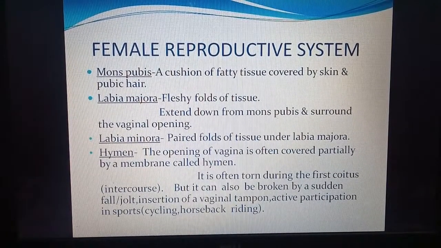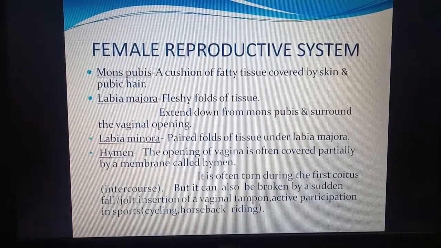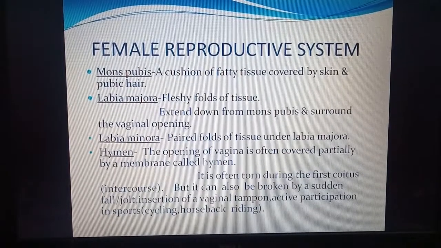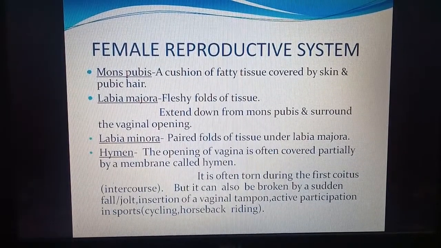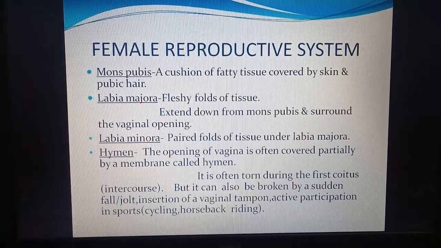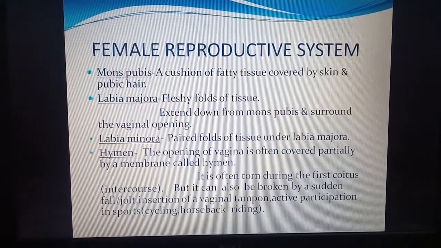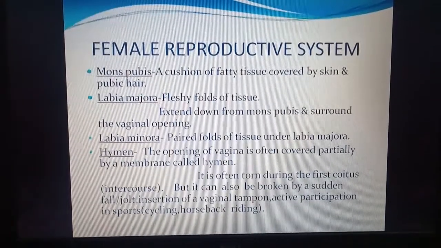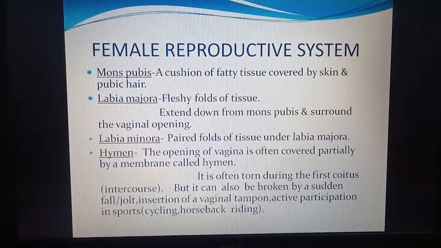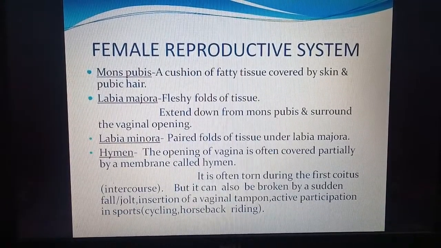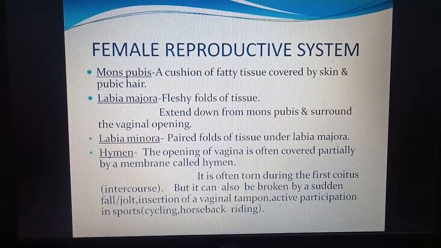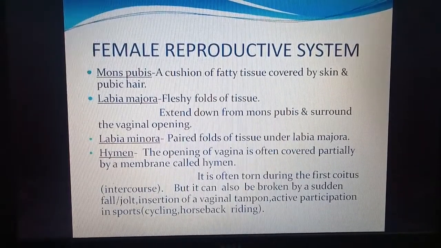Hymen: the opening of the vagina is covered partially by a membrane, and this membrane is called the hymen. When the first coitus or intercourse takes place, often it is seen that the hymen is torn, but it can also be broken by a sudden fall or jolt. Jolt means jerk. It can also be torn by insertion of a vaginal tampon or an apparatus used inside the vagina, or by active participation in sports, such as cycling or riding a horse.